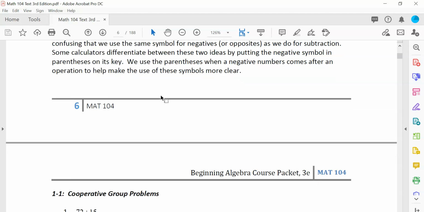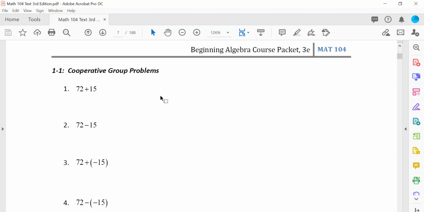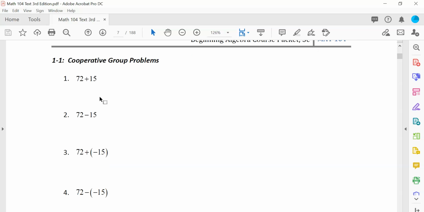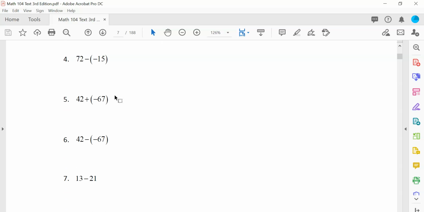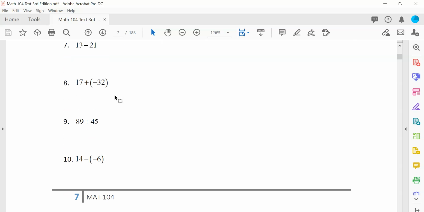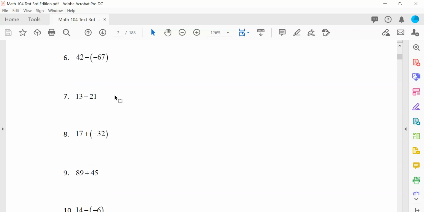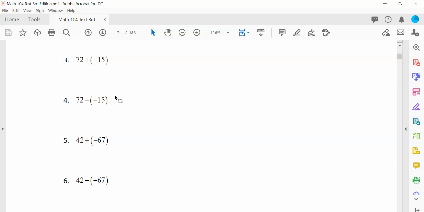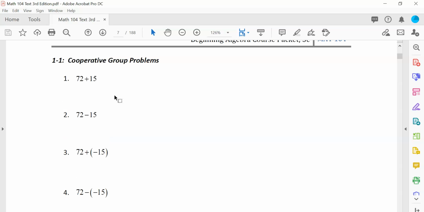All right, and that kind of just leads us to the cooperative group problems. These are some cooperative group problems on adding, subtracting, dealing with positives, negatives, all that kind of good stuff. I want you to push pause on the video and try these cooperative group problems that are right here, 1 through 10. You should be pretty quickly able to do that. That's on page 7 of the workbook. So push pause, and I'll give you about 5 seconds to do that, and then I'll come back.